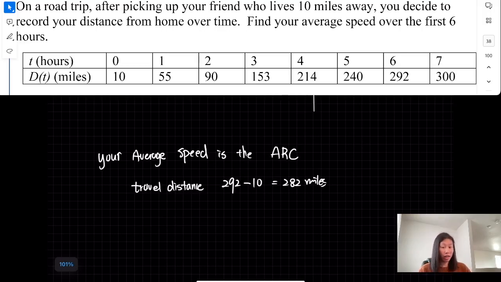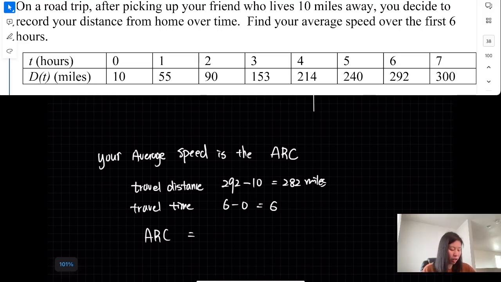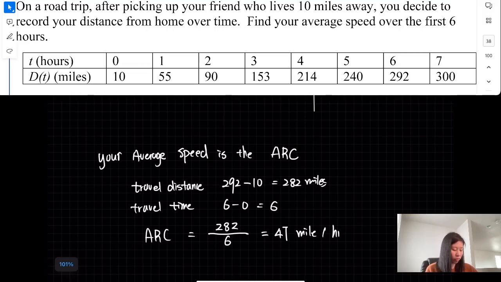Since you travel 6 hours, your travel time is going to be 6 minus 0. So your average rate of change, which is your average speed for the first 6 hours, is going to be 218.2 over 6, which equals 14.7 miles per hour. That's for your first 6 hours.